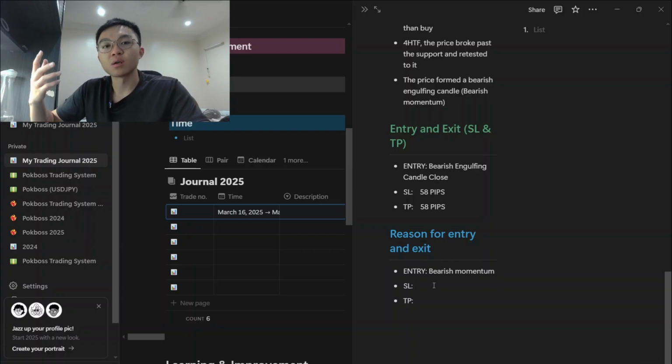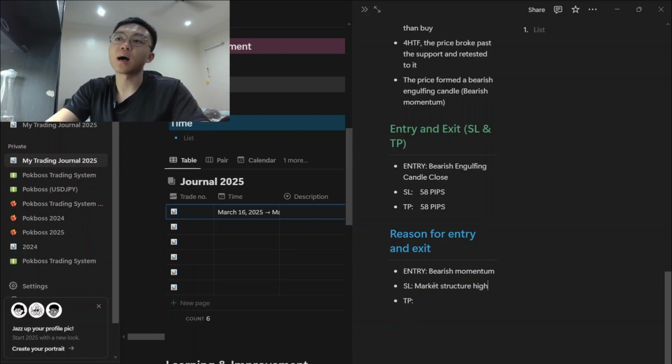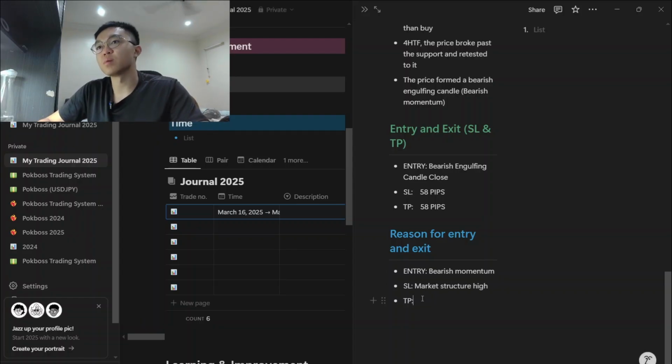Alright, but then always follow your game plan, that is the most important thing here. And then the stop loss, okay, it could be the market structure high. Okay, very simple here. Then the take profit is 1 risk to reward ratio before the next support zone. Okay, just a very simple one.